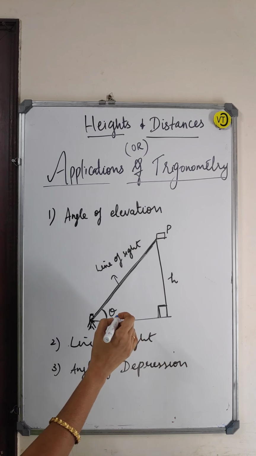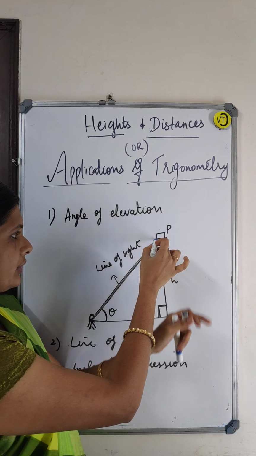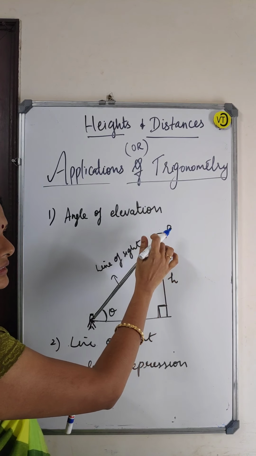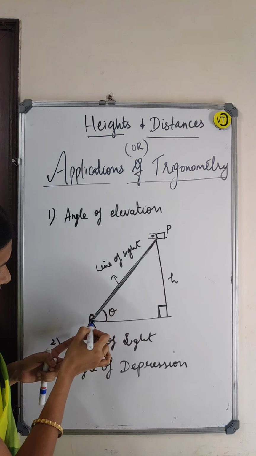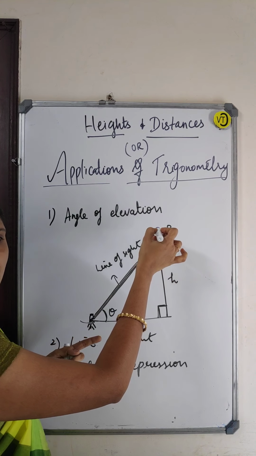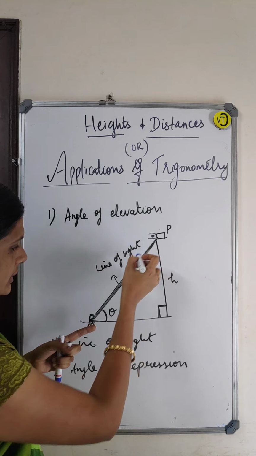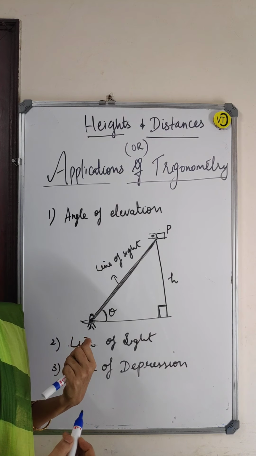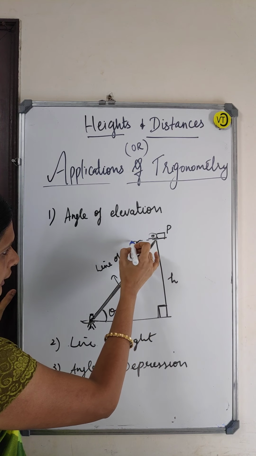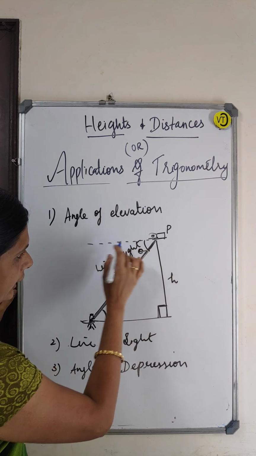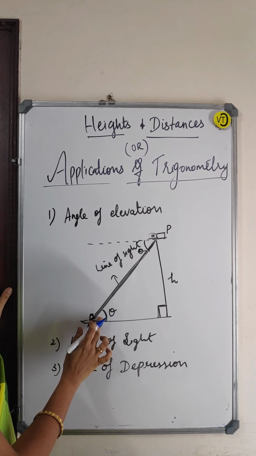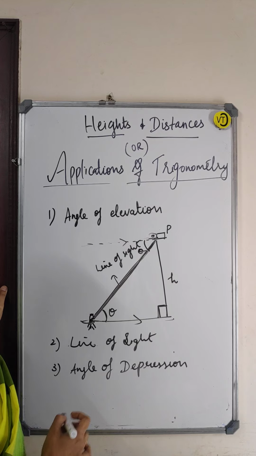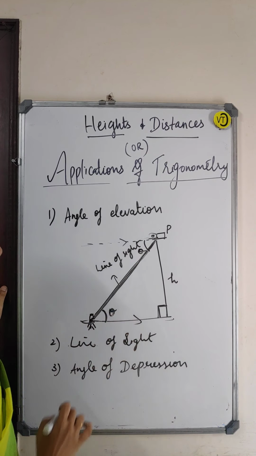Angle of depression means you are here, and you are seeing down now. The eye is here, and you are standing on the top of a hill or some tower. You are seeing here a car, or some trees, or some girl, like that. So from here to there, the horizontal line makes a theta, then here again it is theta. The alternate angles, since these both lines are parallel, are equal, so you can make it theta over here.